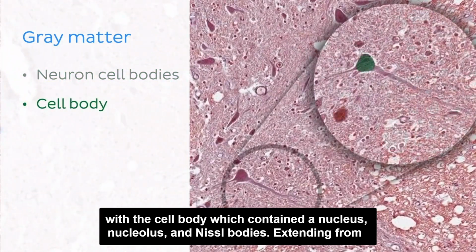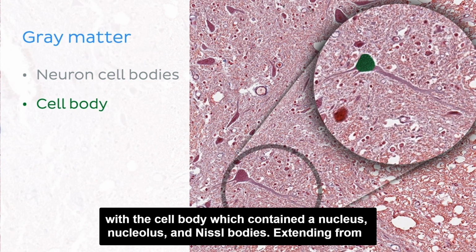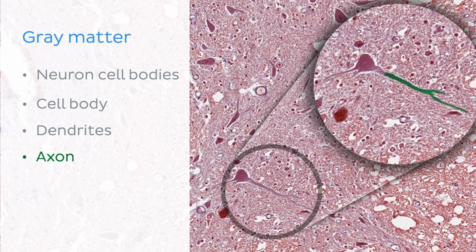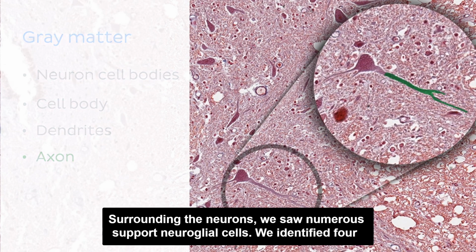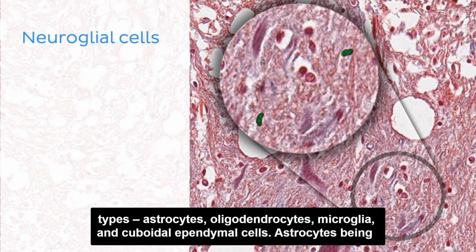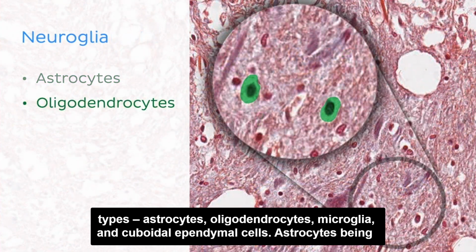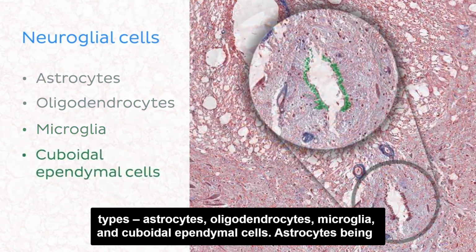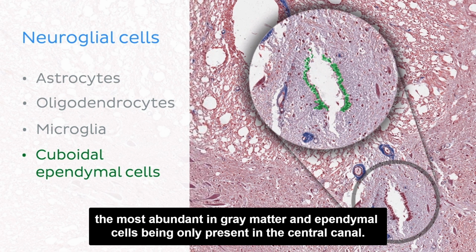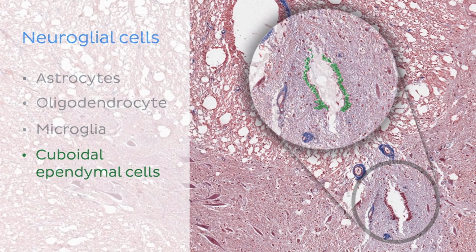We started with the cell body, which contained a nucleus, nucleolus, and Nissl bodies. Extending from the neuron cell body were information receiving dendrites and information transmitting axons. Surrounding the neurons, we saw numerous supporting neuroglial cells. We identified 4 types: astrocytes, oligodendrocytes, microglia, and cuboidal ependymal cells. Astrocytes were the most abundant in gray matter, and ependymal cells were only present in the central canal.